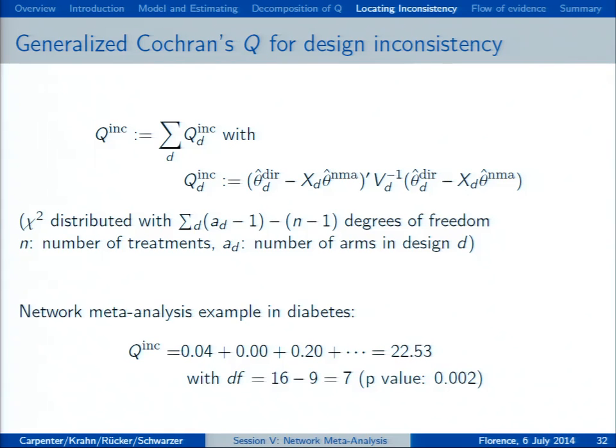So in our example, we obtain this Q statistic of 22.5 with 7 degrees of freedom. So we have 14 designs of 2-arm studies and 1 design of 3-arm studies. So 16 minus the number of treatments minus 1, in the example 10 minus 1, is equal to 9. So we have 7 degrees of freedom in this case.